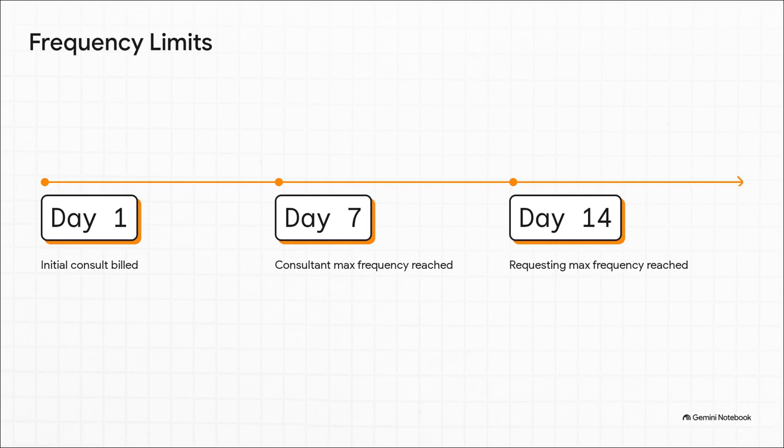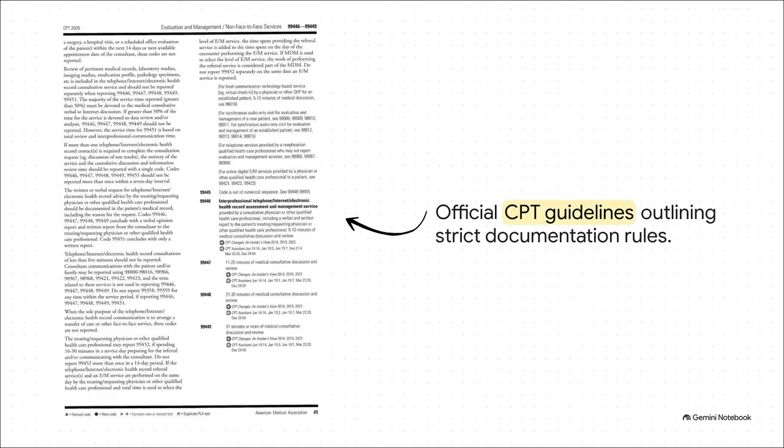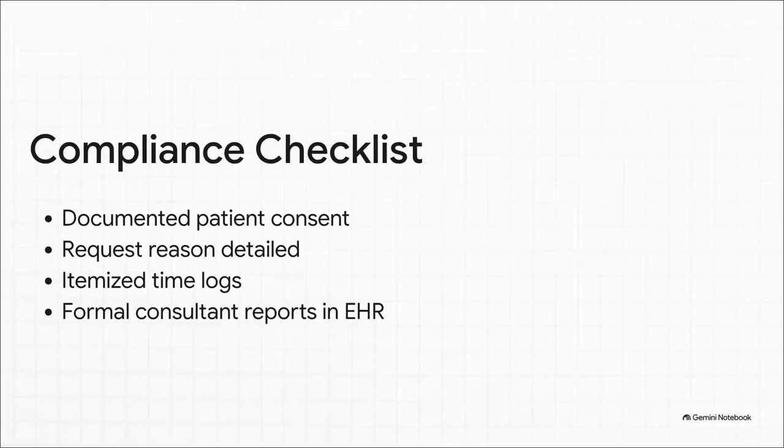just quick everyday check-ins. Finally, Section 5, Audit Guardrails and Documentation. Let's make sure you're bulletproof. We're looking straight at the official AMA CPT guidelines here, and this text is the definitive proof of what absolutely must be formally integrated into your patient's EHR to substantiate these claims. The rules are right there in black and white, and trust me, auditors follow this exact language to the letter when reviewing your charts. So let's build your ultimate compliance checklist right now.